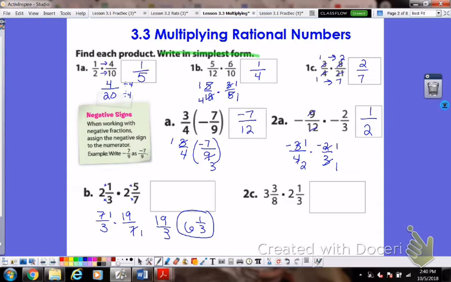Then 3 3/8, multiply and add, so we get 27 over 8 times, again, multiply, add, times 7/3. I'm sorry, this should have been a 27 here, not a 29.